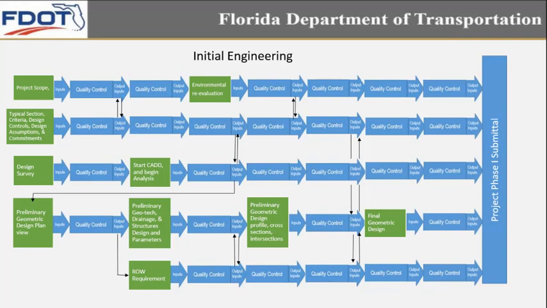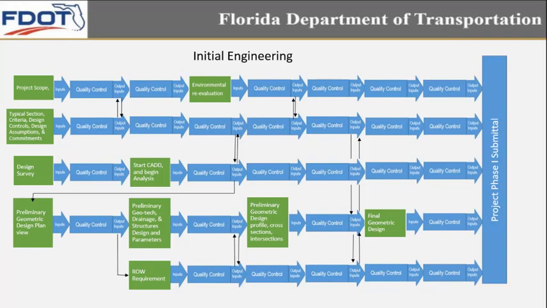which leads to your environmental evaluation or reevaluation. At the same time, your project scope is coordinated with your typical section, criteria, design controls, design assumptions, and commitments. Also at the same time, your design survey leads up to your CAD work and beginning your analysis, the output of which takes you to your preliminary geometric design, preliminary geotech, drainage, and structures design, which takes you further to the second preliminary level of your geometric design: profiles, cross sections, intersections, and your final geometric design.